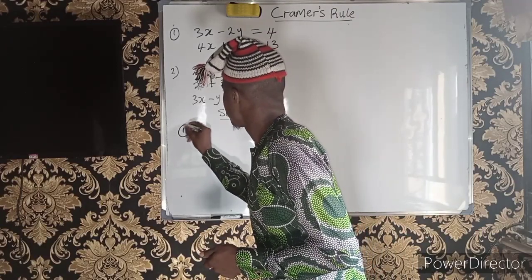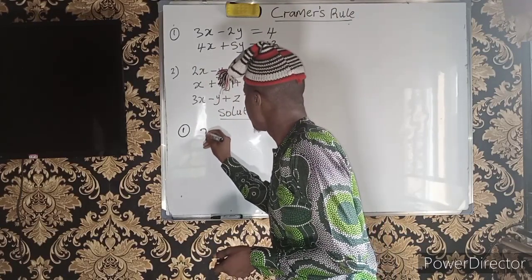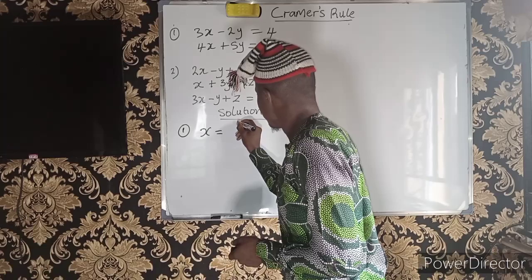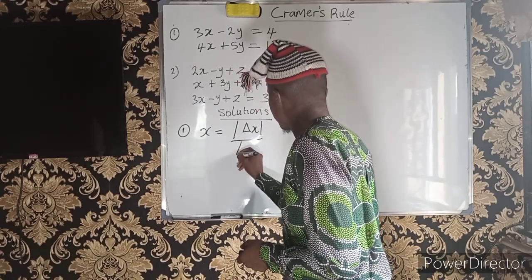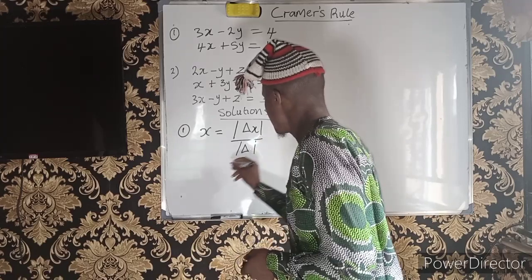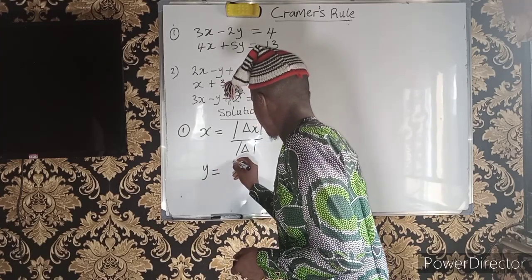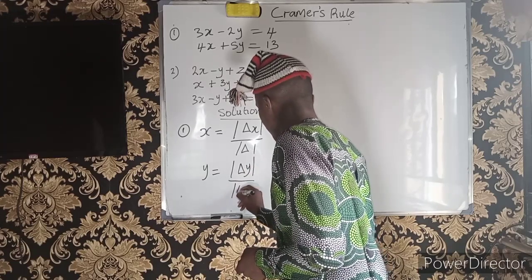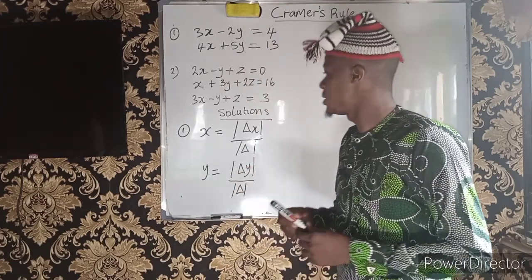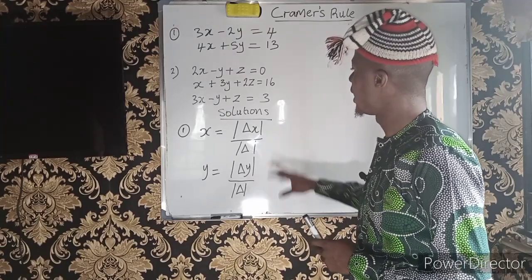So, the first question here says 3x minus 2y equals 4 and 4x plus 5y equals 13. So now there is a value for x. According to him, x is equal to determinant of change in x all over determinant of change. y equals determinant of change in y all over determinant of change. These are the values for x and y.